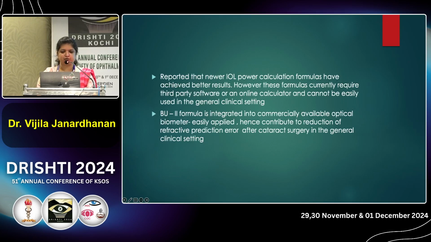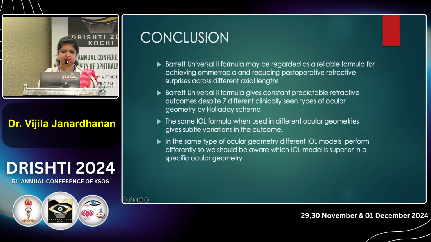It's reported that newer IOL power calculation formulas have achieved better results. However, these formulas currently require third-party software or an online calculator and cannot be easily used in the general clinical setting. The BARRETT Universal 2 formula is integrated into a commercially available optical biometer. Hence, it can be easily applied and contribute to reduction of refractive prediction error after cataract surgery in the general clinical setting. To conclude, the BARRETT Universal 2 formula may be regarded as a reliable formula for achieving emmetropia and reducing postoperative refractive surprises across different axial lengths.